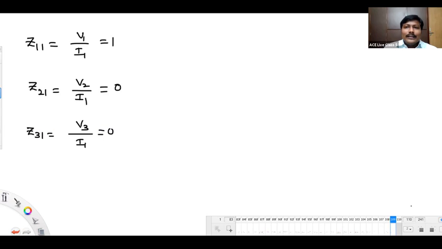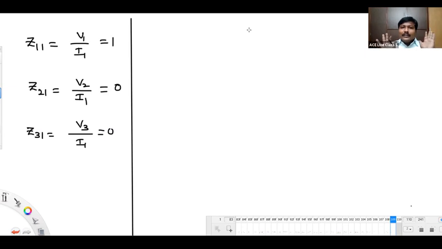Okay, next thing. Current injection at bus number 2. Make it quick, please. Simple things only. But in the examination, you need not do all the calculations. Simply do one row or one column. Based on that, you can decide which is the correct option from the 4 options given.